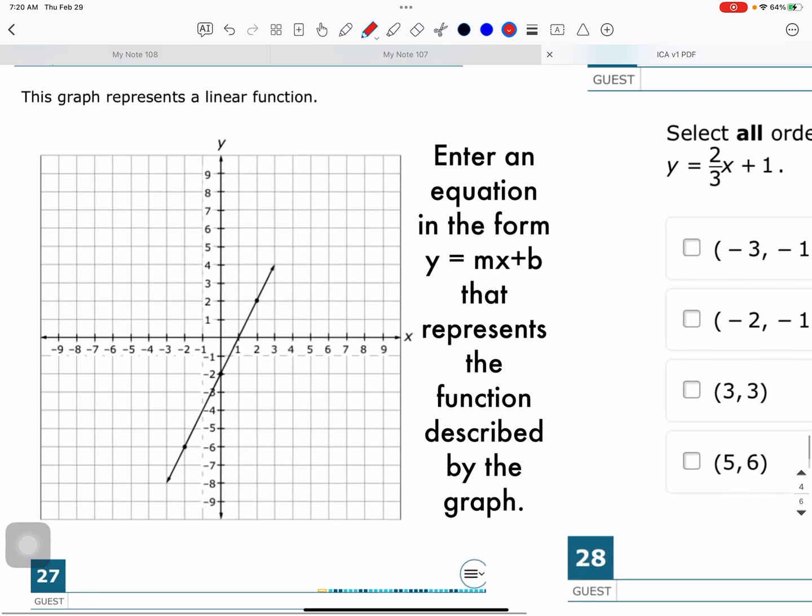All right, 25. Let's see, it starts at -2. So y equals something something minus 2. It also goes up 2 over 1, up 2 over 1. We don't write 2 ones in the denominator, so this is y equals 2x minus 2.